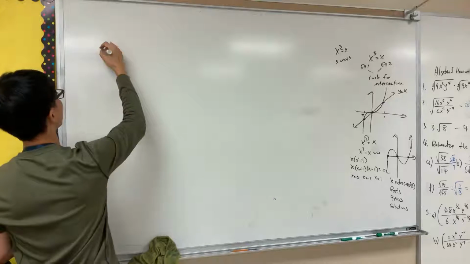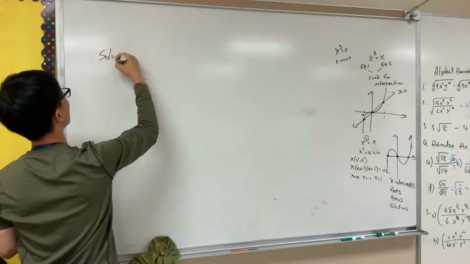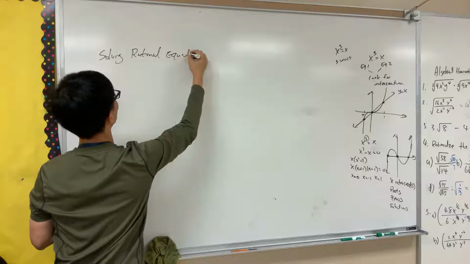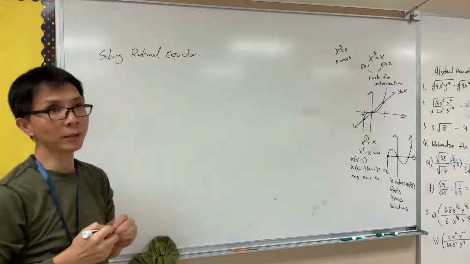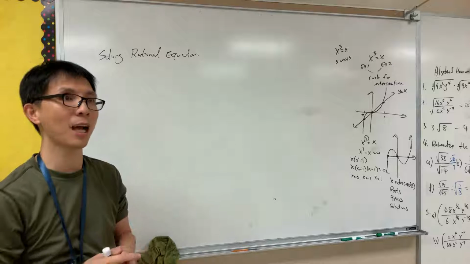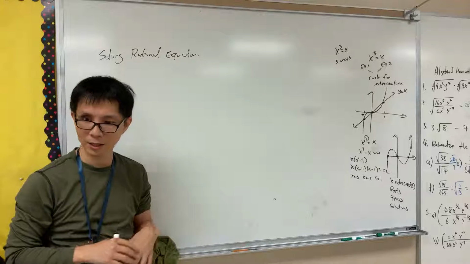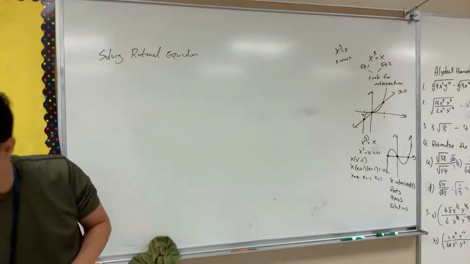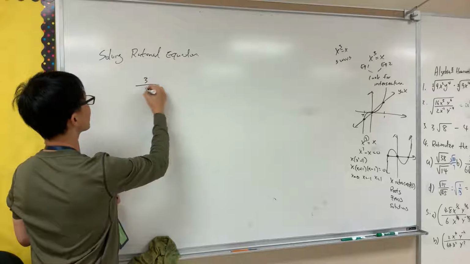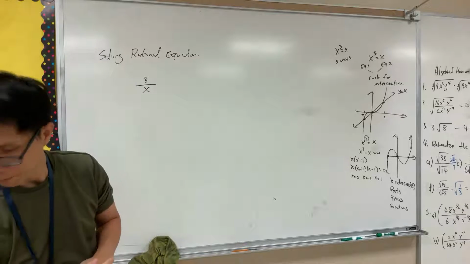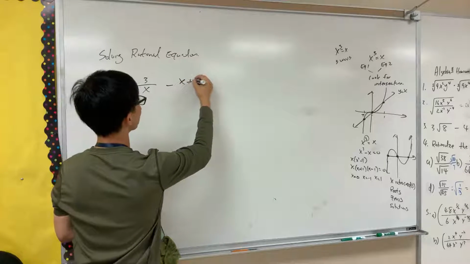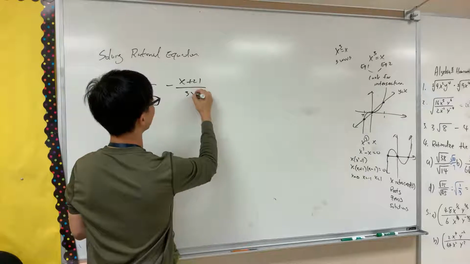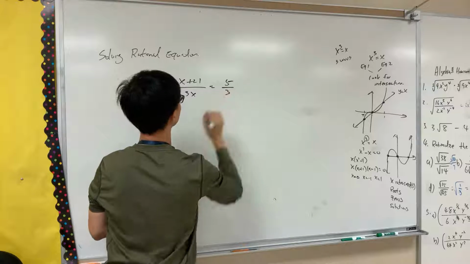Now we're going to talk about solving rational equations. What is a rational equation? Well, it's very easy. The way to determine what is rational is when you have x in the denominator, a fraction with x on the denominator. So we're going to show you this question: 3 over x minus (x plus 21) over 3x is equal to 5 over 3.